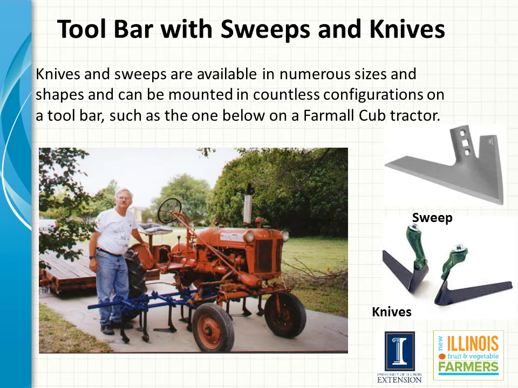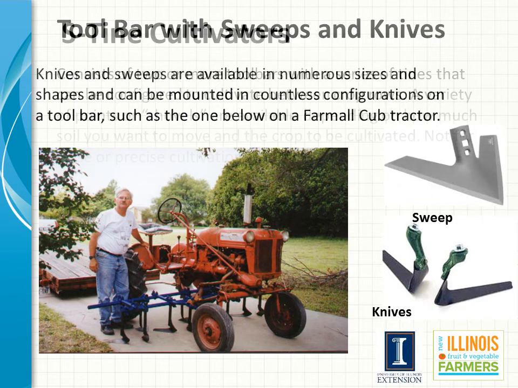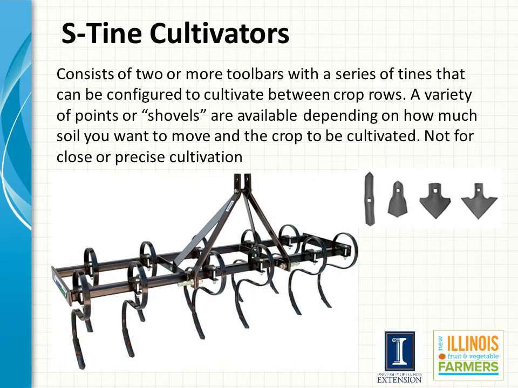Toolbars with various knives, sweeps, and discs are a basic starting point for between row cultivation of very straight rows. S-tine cultivators can be used for widely spaced blind cultivation, which is cultivating over crops without the worry of accidentally hitting a crop. They usually consist of 2 or more toolbars with a variety of points or shovel attachments. These are not for close or precise cultivation. However, these are widely available at local farm stores like Farm and Fleet.